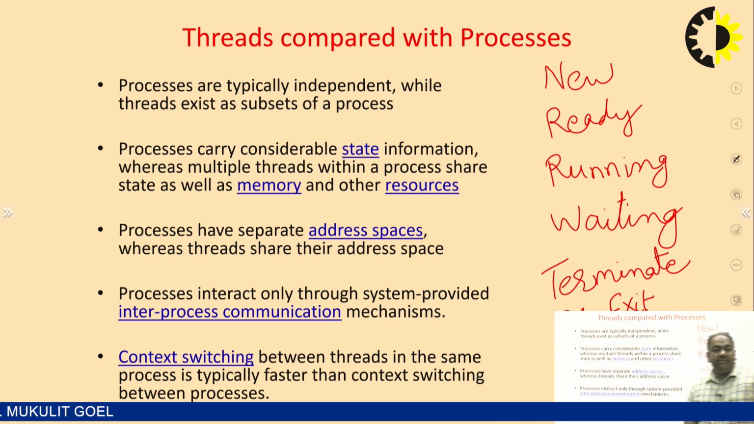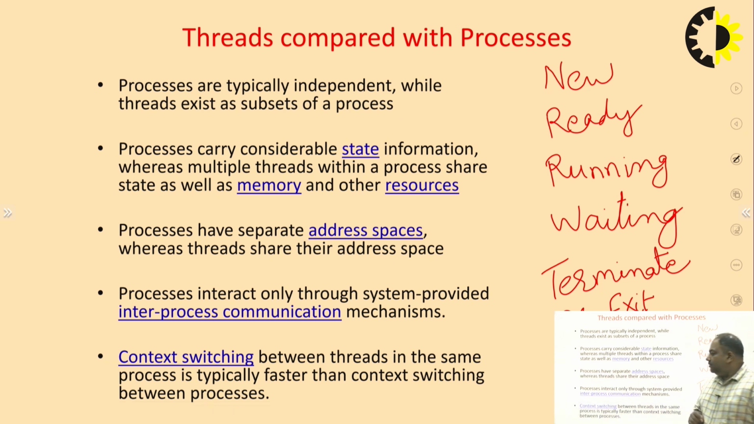Next, processes have separate address space while threads share their address space. Processes interact only through inter-process communication mechanisms, while threads also help in this inter-process communication. And the next is context switching between threads in the same process is typically faster than context switching between processes. Means in threading we use context switching.